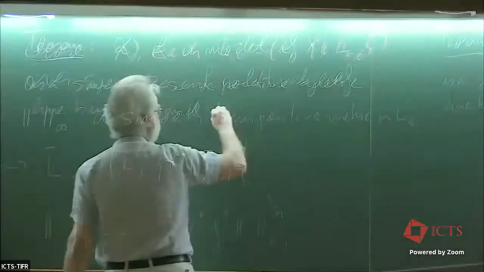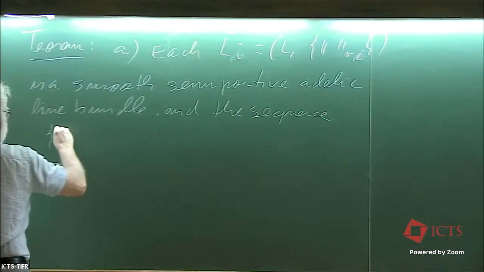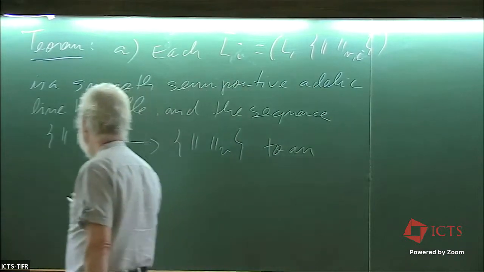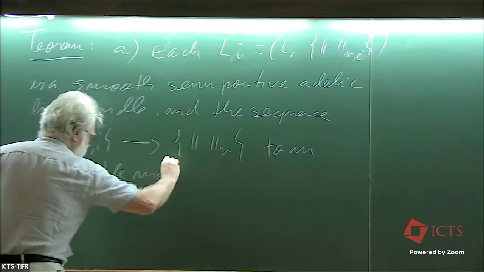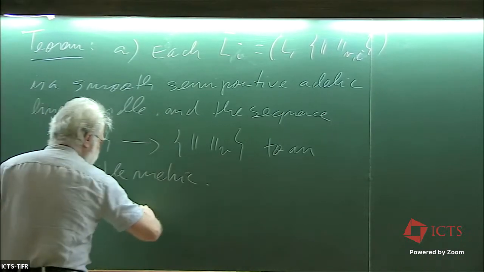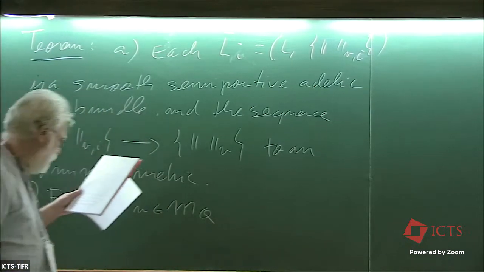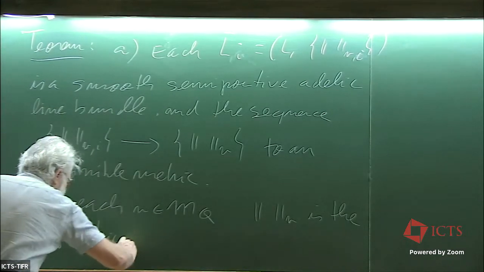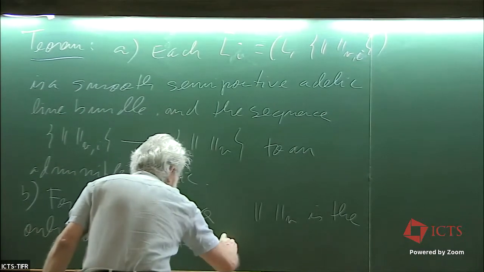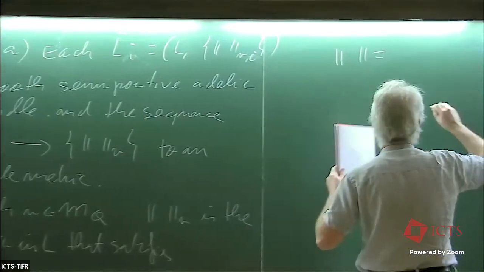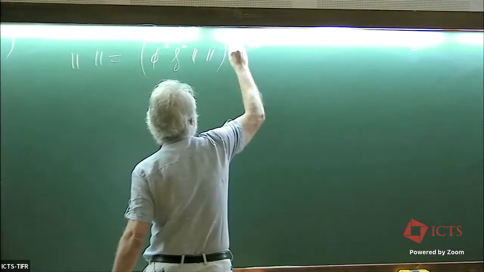And the sequence of metrics converges to an admissible metric. The point is that I have to see that this is a uniform convergence. Then part B is that for each place v in M of Q, this metric is the only metric on L that satisfies that this metric is fixed by this operation, so it is equal to F star of the metric to the power 1 over N.